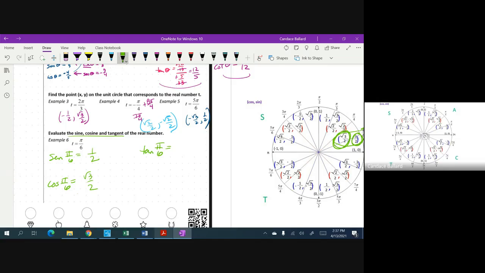All right, I want to make sure we understand this piece. How do I get the tangent based on the sine and the cosine? So what do I have to do to get tangent? And I want to know the trig piece, not the numbers.